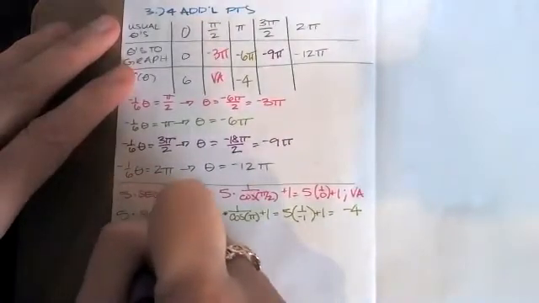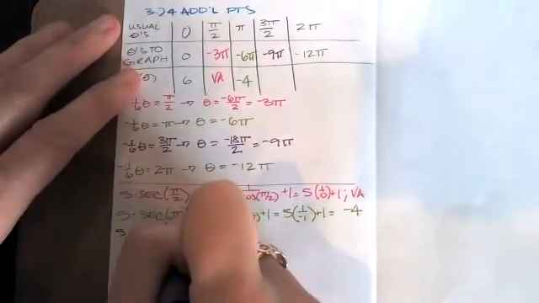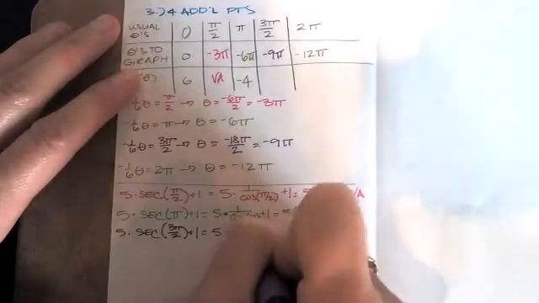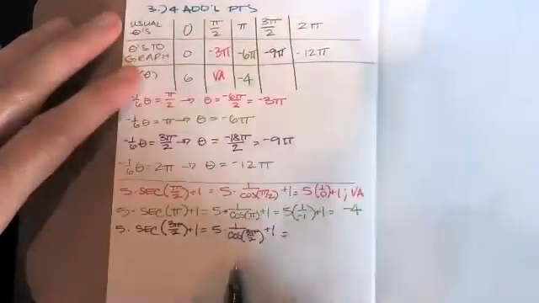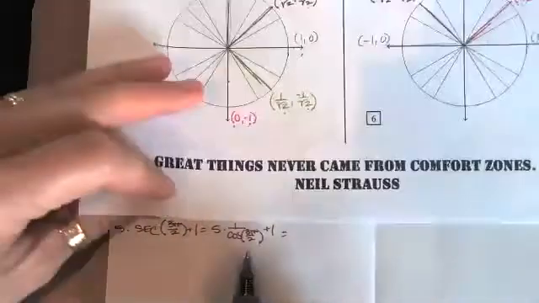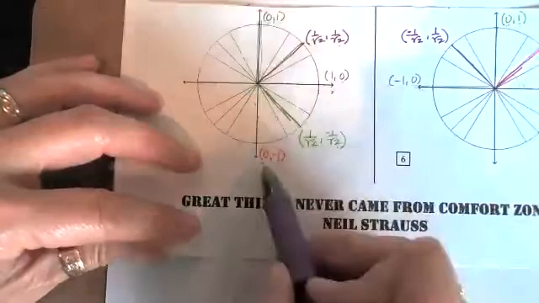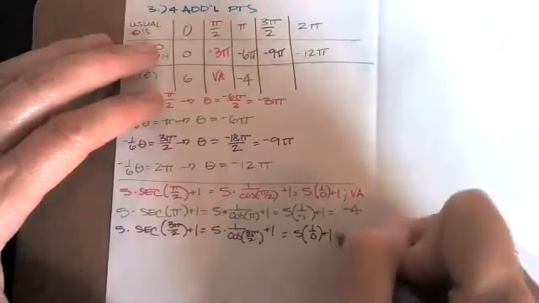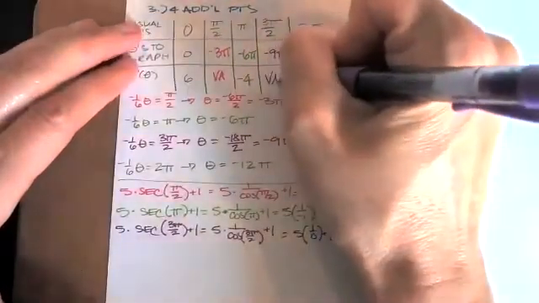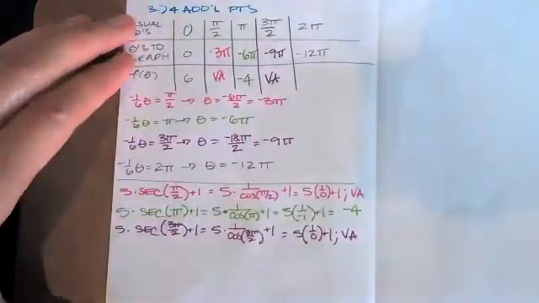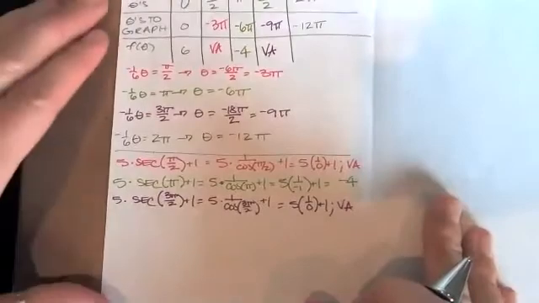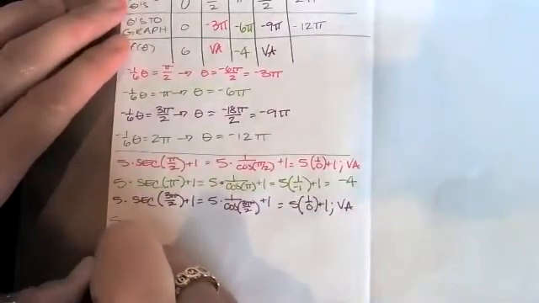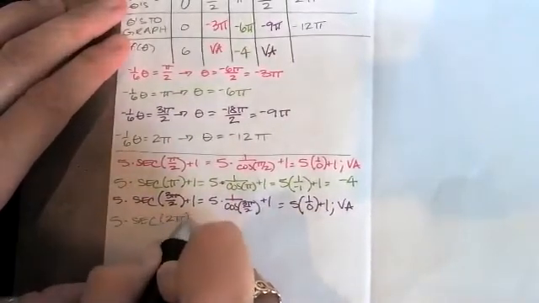And we have 5 times the secant of 3 pi over 2 plus 1, and this will be 5 times 1 over the cosine of 3 pi over 2. But that's going to be 0 again in the denominator, because here is 3 pi over 2 and the cosine is the x-coordinate. So we have 5 times 1 over 0 plus 1, which is a vertical asymptote. Does that make sense, people? Are we good with that, Kings? Yeah. Every other one will just be a vertical asymptote.